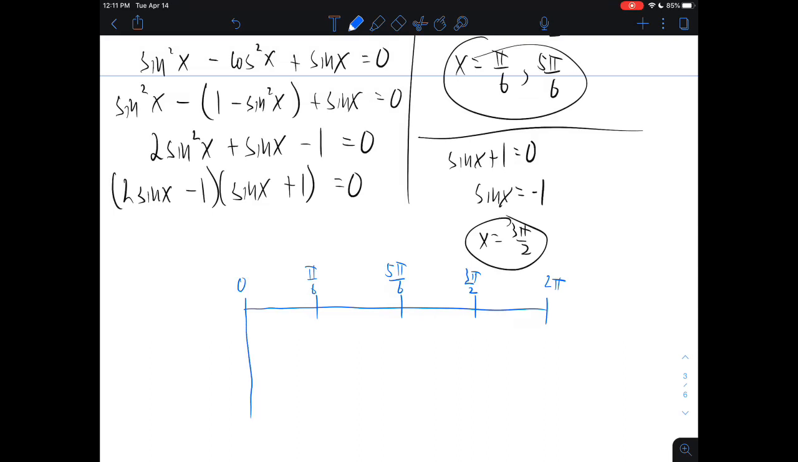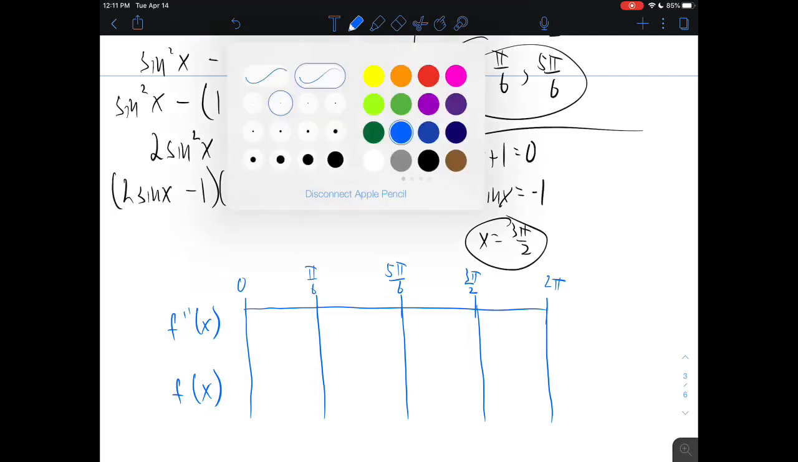You're just trying to have some way to organize this. And so then we are trying to see where is our second derivative positive or negative, and then that will tell us something about, again, our original function, whether it's concave up or concave down. So again, we're going to need some test points.